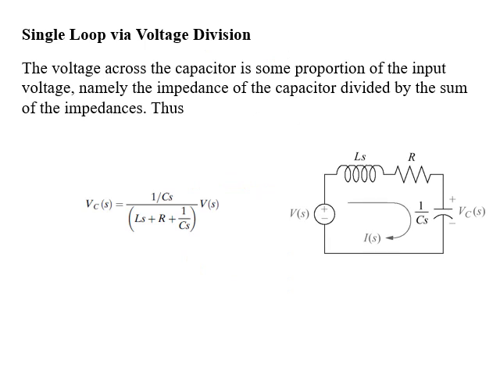The next method in this series is the voltage division rule. With voltage division, we can simply find the voltage across the capacitor, which states that the voltage across the component will be equal to the impedance of that component divided by the total impedance of the circuit, and this whole term will be multiplied by the source voltage. Again, doing cross multiplication, you will get the transfer function Vc of s over V of s.